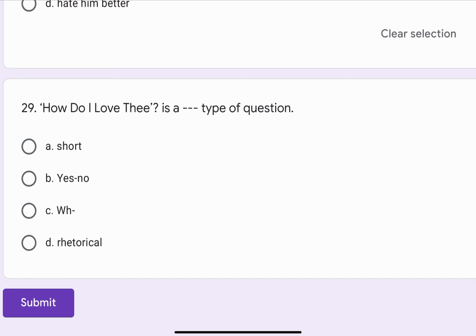Question 29. How do I love thee is a dash dash type of question. Options are A. Short, B. Yes no, C. WH, or D. Rhetorical. Correct option is D. Rhetorical.